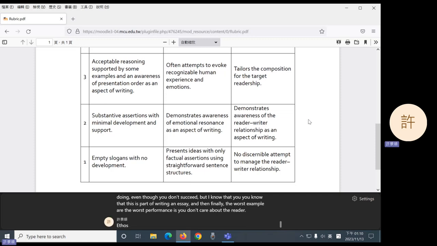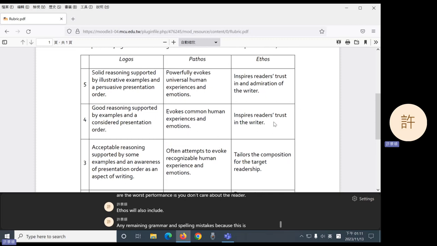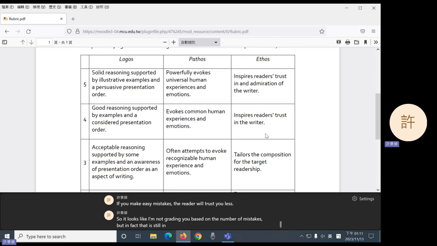Ethos will also include any remaining grammar and spelling mistakes, because this is about inspiring the reader's trust. If you make easy mistakes, the reader will trust you less. So it looks like I'm not grading you based on the number of mistakes, but in fact, that is still included in the ethos dimension.